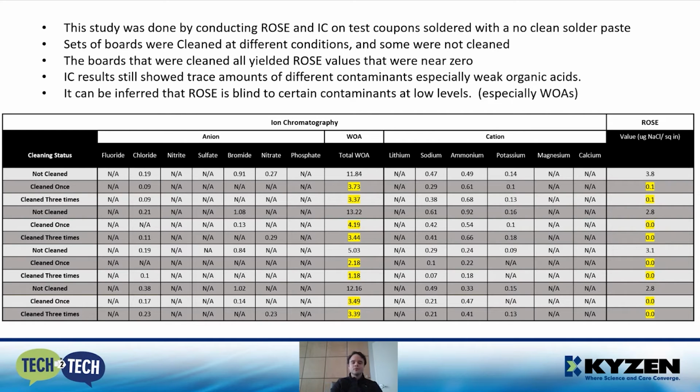The results of most note are the ROSE data points at both cleaning conditions. The values were consistently 0 or near 0. Contrasting this to the IC results at the same conditions showed a clear difference. The IC was able to detect trace amounts of a multitude of contaminants even after being cleaned, especially weak organic acids. It can be inferred from this that the ROSE is either blind to certain contaminants at low levels or is simply unable to penetrate. IC does not have this problem.